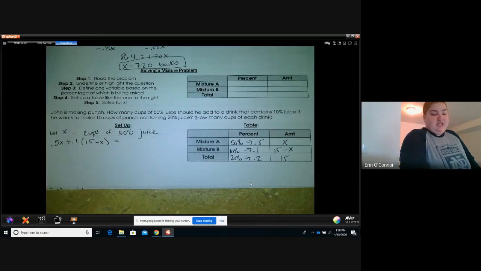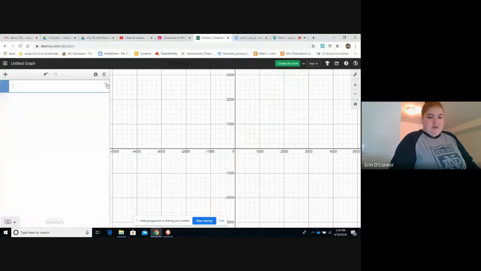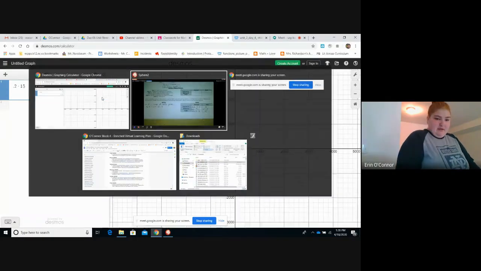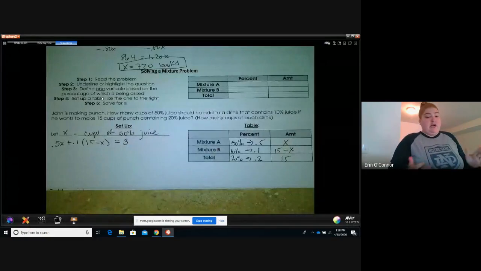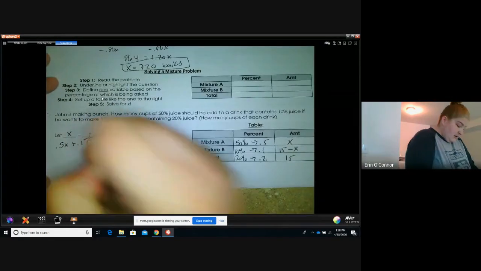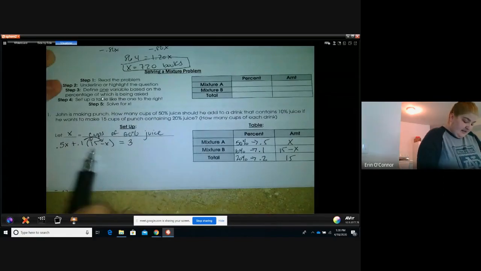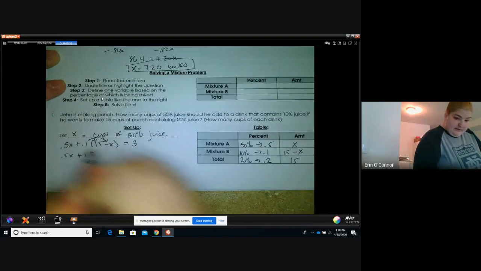Now I'm going to show you, this should be 3. I'm going to double check it in Desmos. So let's do 0.2 times 15, and I get 3. So coming back over here, 0.2 times 15 equals 3. Now we're going to solve this. 0.1 times 15 is 1.5, and we have 0.5x to begin with.